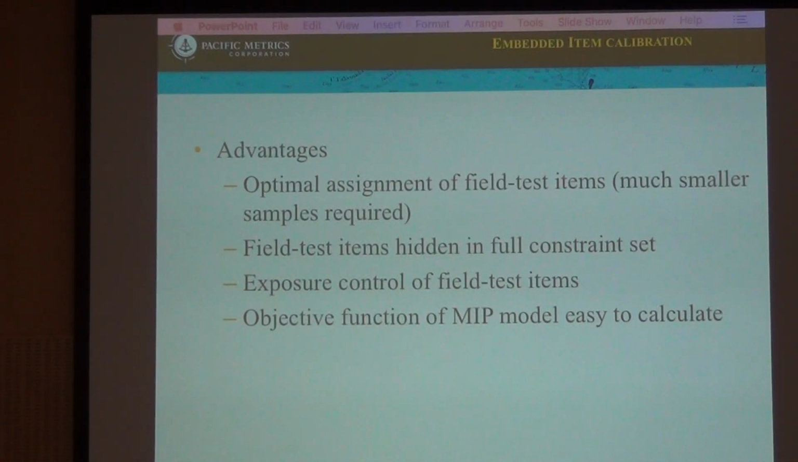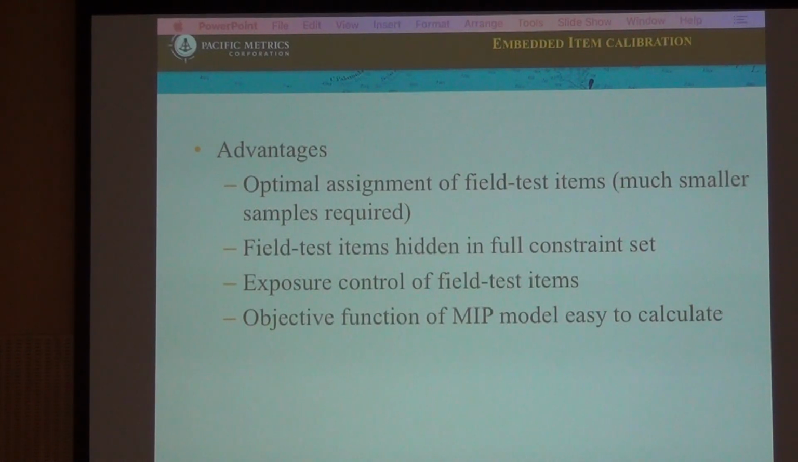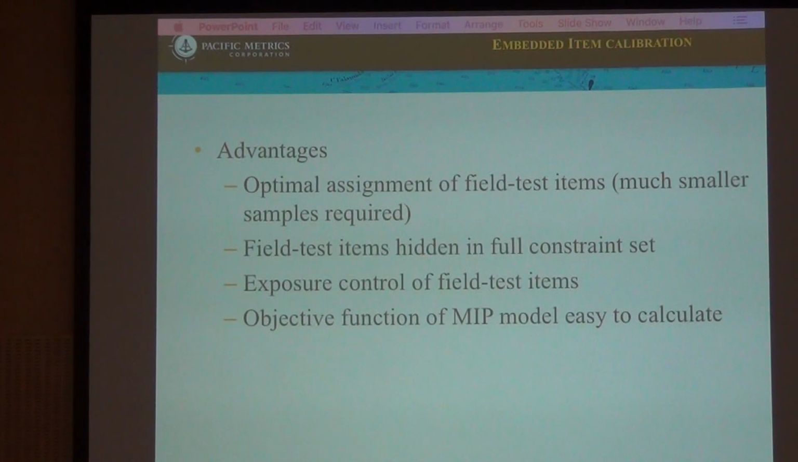So what are the advantages? Well, much smaller samples required, because we collect all the information about the examinees first and use them in a statistically proper way if we update the item parameters. We're able to hide the field test items in a full constraint set. So it's not that if you have a test and all of a sudden there's a geometry item because you want to know more about the geometry item. No, all the constraints run across the whole shadow test, so the item is embedded in that.